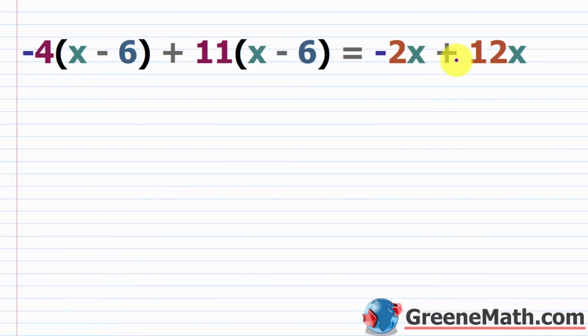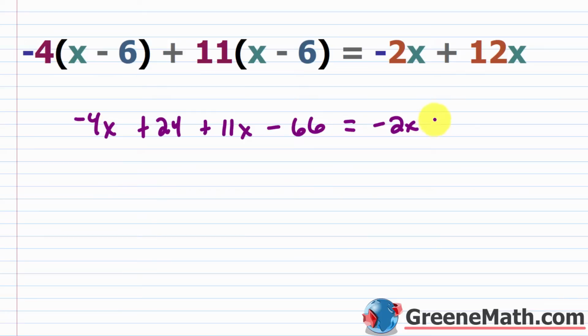Okay, so on the left, I'm just going to use my distributive property to clean things up. Negative 4 times x is negative 4x. And then you'll have negative 4 times negative 6. Let's put plus 24 like this. Then we'll have plus 11 times x is 11x, so plus 11x. And then basically minus 11 times 6 is 66. And let's set this equal to, over here on the right, let's just copy this. So negative 2x, then plus 12x like this.